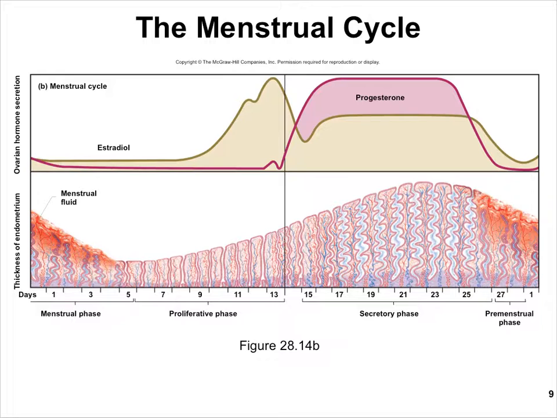During the proliferative phase, the layers of endometrial tissue are going to start building back up again. Slowly at first, but at an increasing speed.